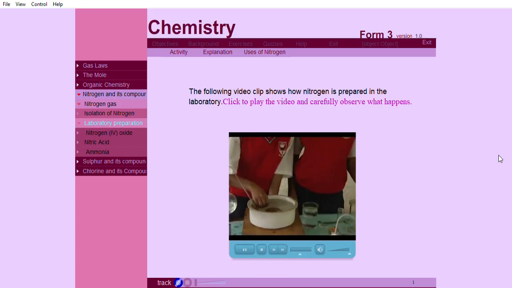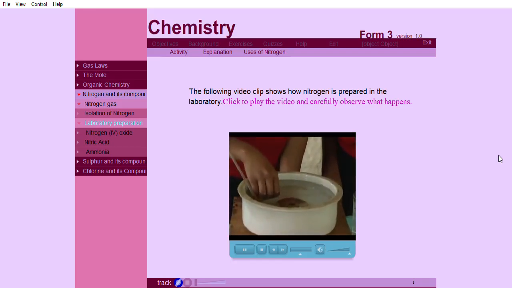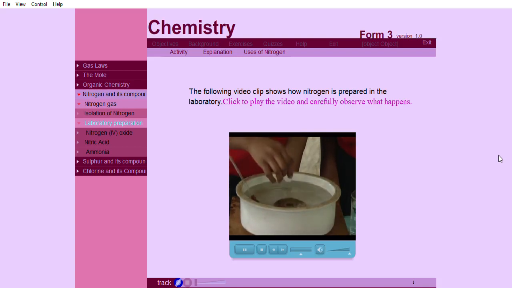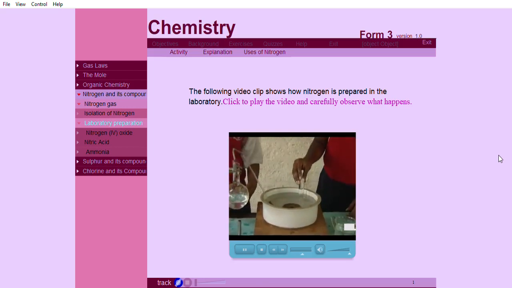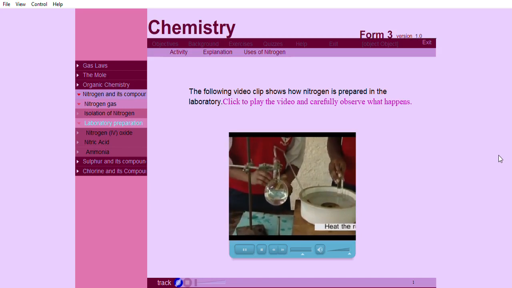Place a boiling tube full of water on a beehive shelf. Heat the mixture in the round bottom flask and allow a few bubbles to escape to drive air out of the apparatus.